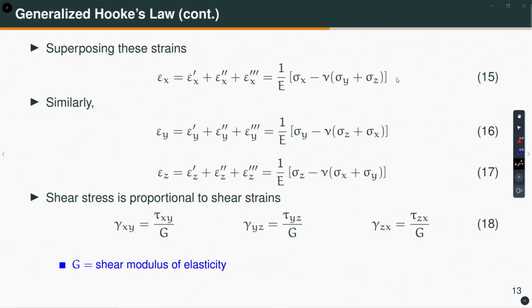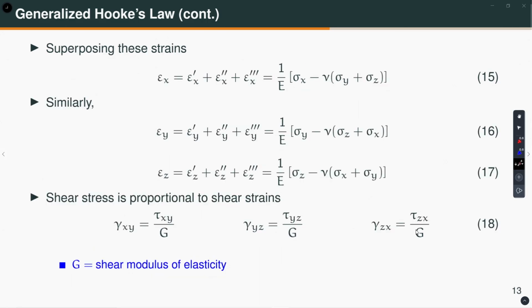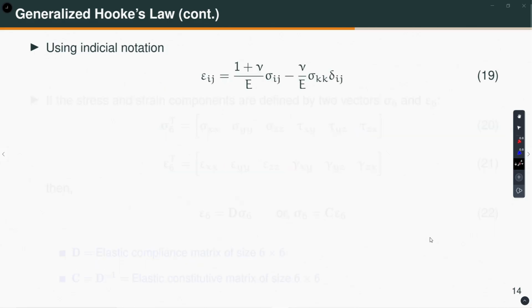So, how many equations have we got? 1, 2, 3, 4, 5 and 6. These are the 6 equations we are looking for. Now, we have 15 unknowns and 15 equations. We will not be solving them in this course, but you get the idea. If I use indicial notation, this is the advantage of indicial notation, all these 6 equations I can write in only one equation. Epsilon ij is equal to 1 plus nu by E sigma ij minus nu by E sigma kk delta ij.